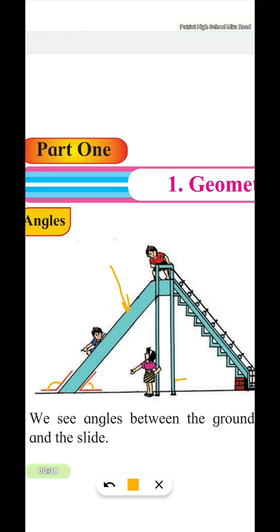Here also the slide makes an angle. The vertical pole makes an angle with the ground. This is a right angle. Vertical poles always make right angles.